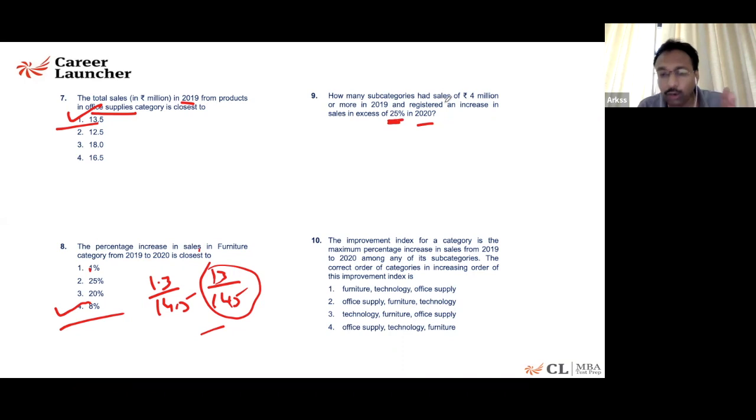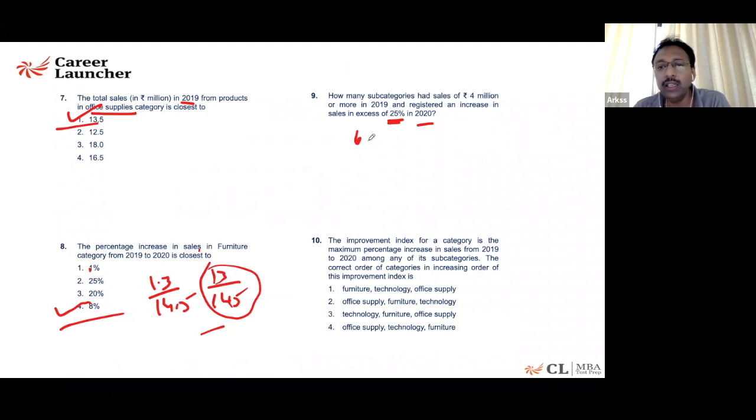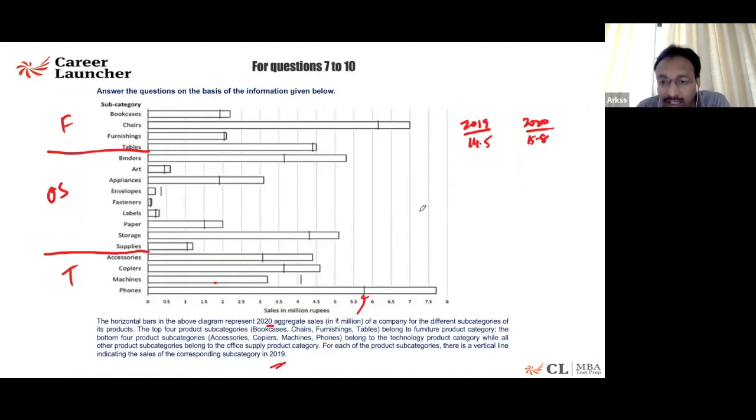So the 4 million or more. So 4 million is this number in 2019. So 1, 2, 3, 4, 5. There are only 5 of them. How many of them more than 25%? This 6.2, 25% will be 1.5 at least more. 25% on 6.2 is 1/4, 1.5 at least. 6.2 plus 1.5 will be 7.7 at least.